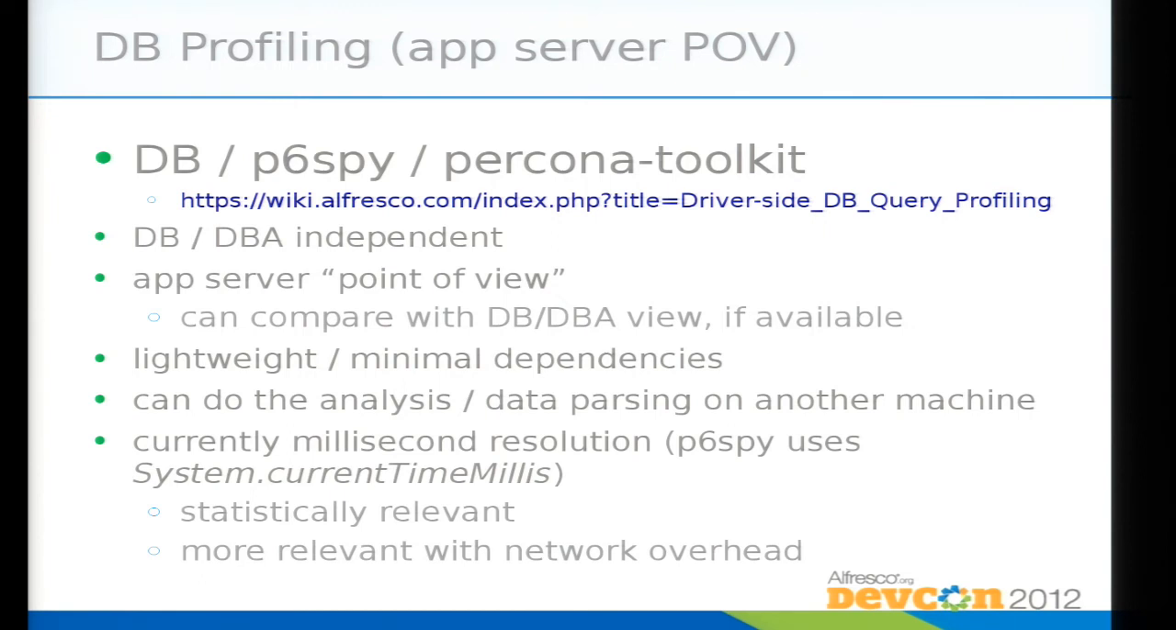Currently, it uses the system current time in milliseconds, so that is still statistically relevant if you have a large body of queries. It won't necessarily be precise for one event, but you don't really care about the performance of one query. What you want is to find out what's going on for a large volume of queries during your test plan. And it's even more relevant if you have significant network overhead between the DB and the app server, because it's always going to be larger than 1 millisecond.